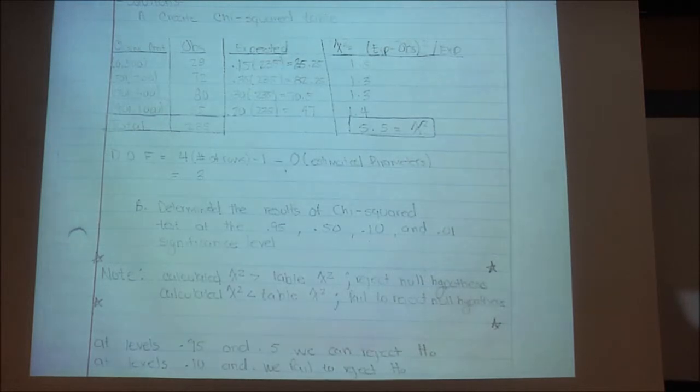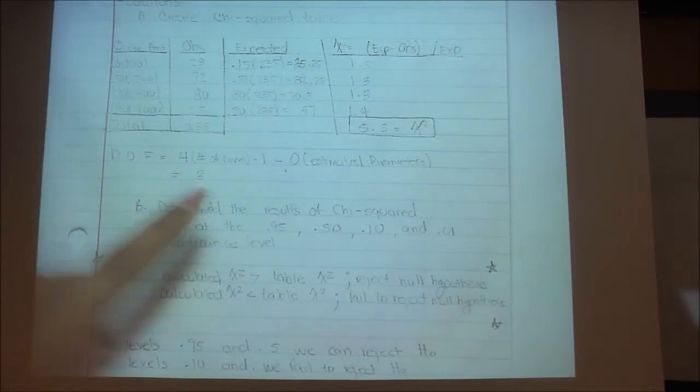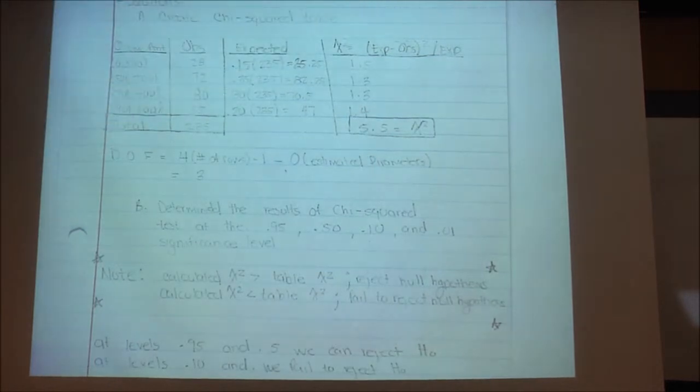Here are the solutions. For part A, create the chi-square table. We simply write out the information from the first table and calculate the expected value in the chi-square test. You calculate the expected value by taking the given probability times the total amount of claims. For each row, we do that and get our expected value. To calculate the chi-squared, we take the expected value minus the observation, squared, divided by the expected value. As you can see, we have those values as well, and then you sum them up to get 5.5, which is equal to our chi-squared.